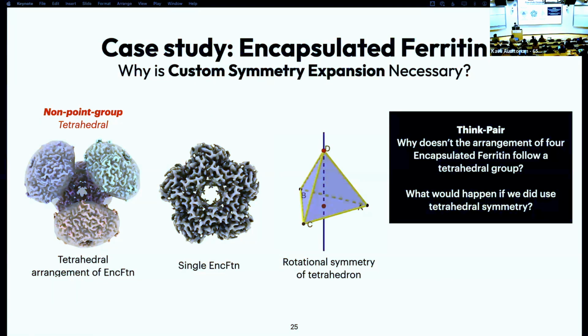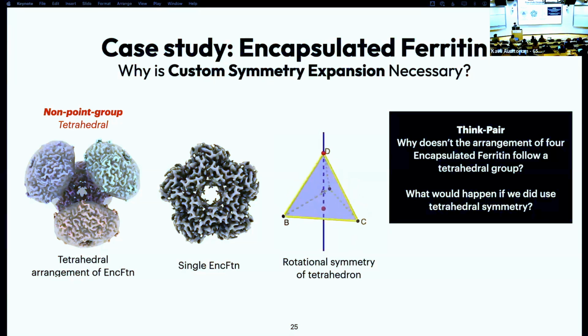So if the 4 encapsulated ferritin units followed a standard point group symmetry, for example, they look kind of tetrahedral, right? We could simply use a symmetry expansion job, or we could enforce tetrahedral symmetry, and then follow that with a local refinement.